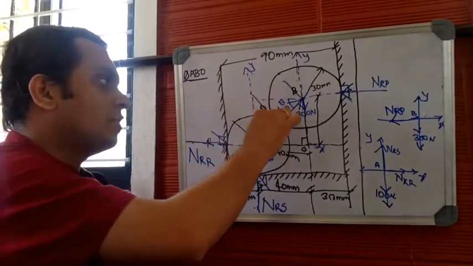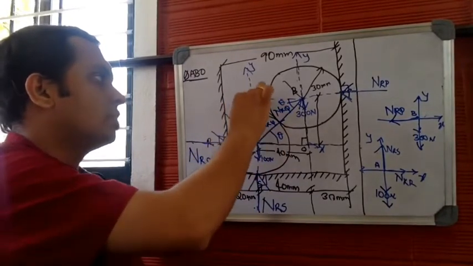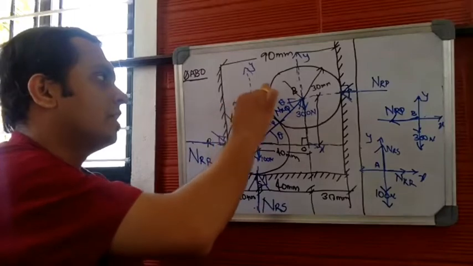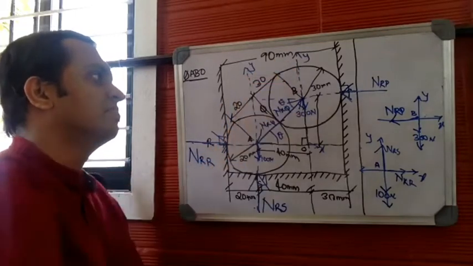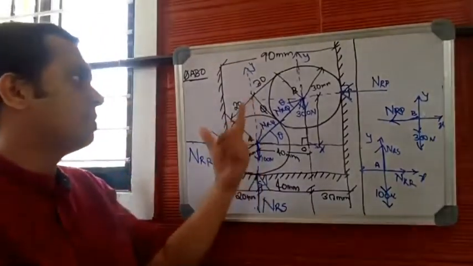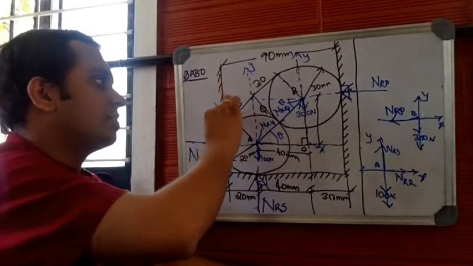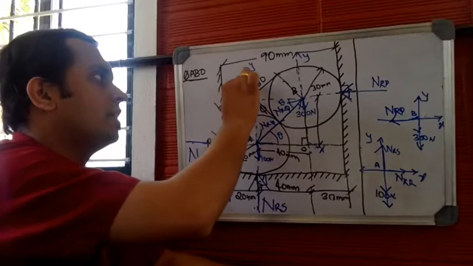So this will be the radius of the lower sphere. This is 20, and this will be the radius of the upper sphere, 30. So 20 plus 30 will be 50. This dimension will be 50.